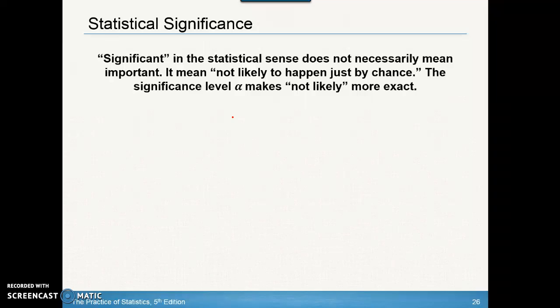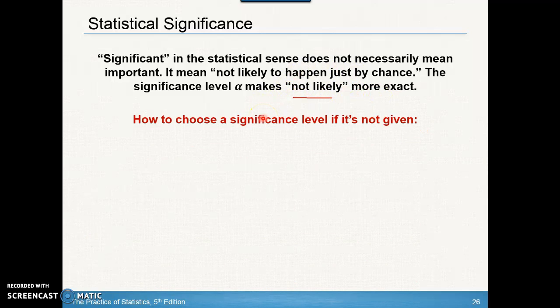Okay, so what does statistically significant actually mean? Significant in the statistical sense does not necessarily mean important. It just means not likely to have happened by chance alone. The significance level alpha makes "not likely" a little bit more exact. So it gives us a sort of level to reject or fail to reject the null.